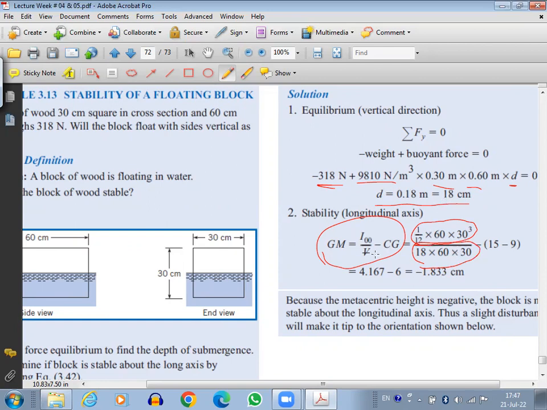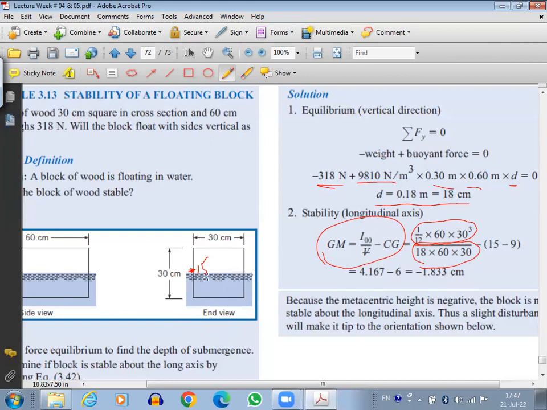Okay, minus Cg. So it's G minus C. If you look here, G will be the center of gravity of this object. So if this is 30 centimeter, G will be in the center, 15. C will be the center of buoyancy. Center of buoyancy will be the centroid of the dipped object.